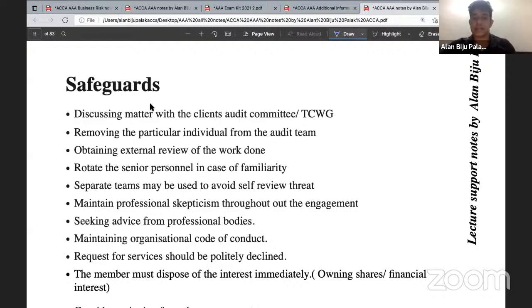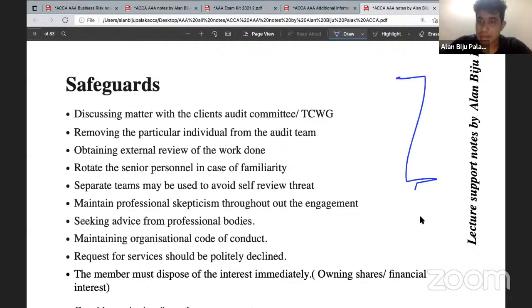In case of a familiarity threat, we can rotate that person or use another person as an alternative, and we will be removing this particular person from the audit team. In case of a self-review threat, we can use a separate engagement team, but we have already mentioned that in the case of a listed company, we won't be able to do this. So these are all the basic safeguards in relation to the ethical threats.